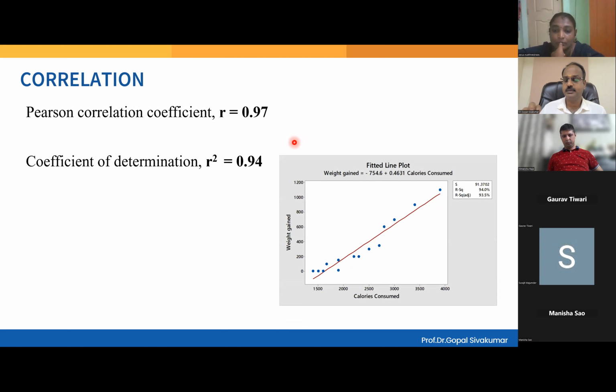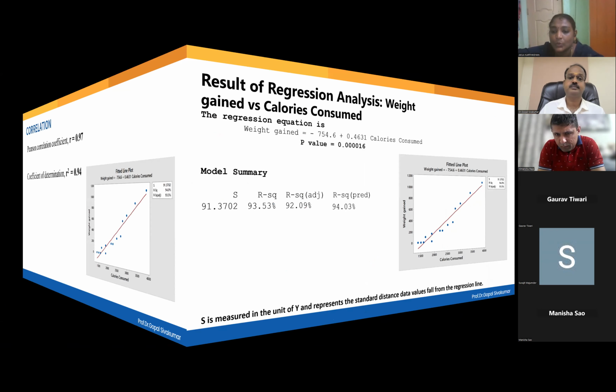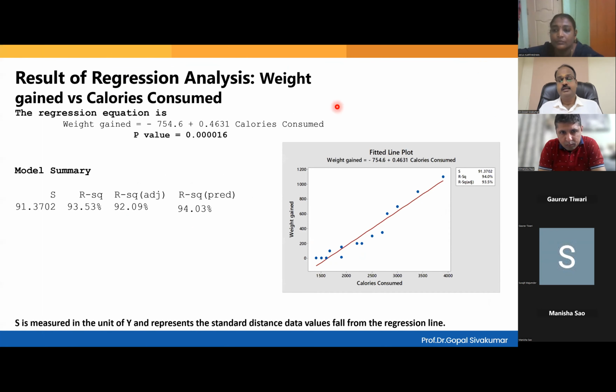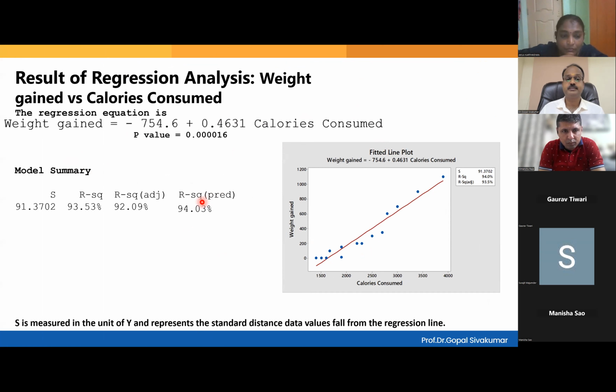And the scatter diagram, the regression equation. See here, regression also gives the same thing. Look at the R square, 94%. Can you see here? There is an R square. In the regression also, 94%. This is coming from here only. See here, same thing. This is the regression equation. You can see here, weight gain.